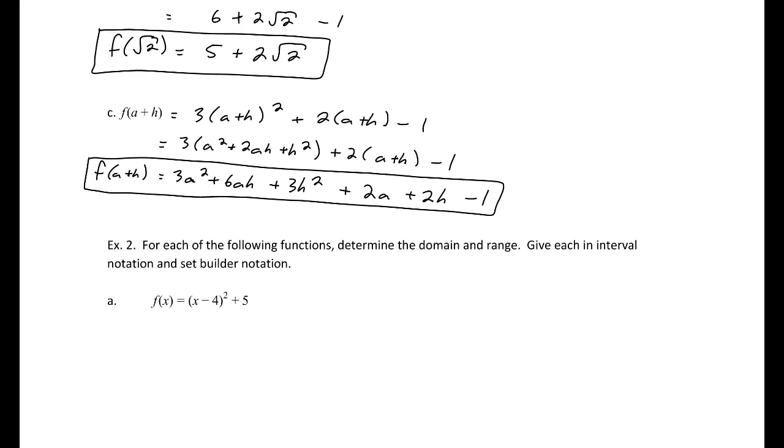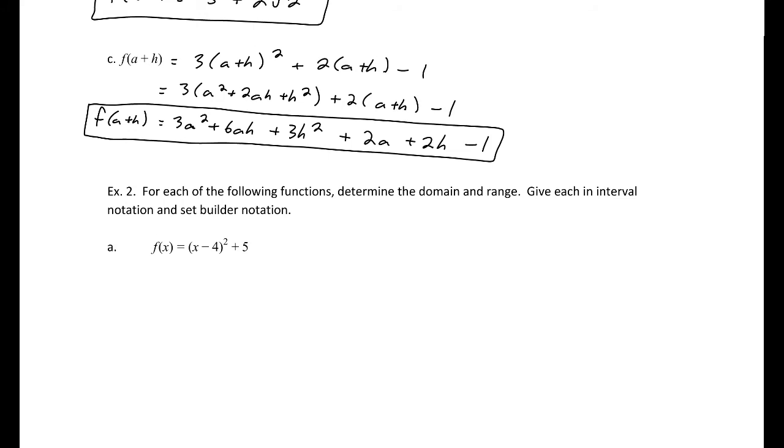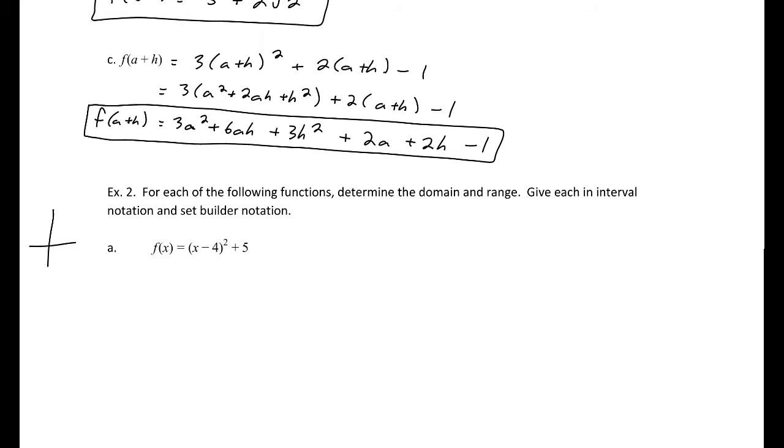Example 2. For each of the following functions, describe or determine the domain and range. Now we're going to give it or describe it in interval notation and set builder notation. Okay, now this first one is a quadratic function. It's going to look something like this, because it's actually in vertex form. It is shifted to the right 4 and up 5. And as I said, it's a parabola opening up.